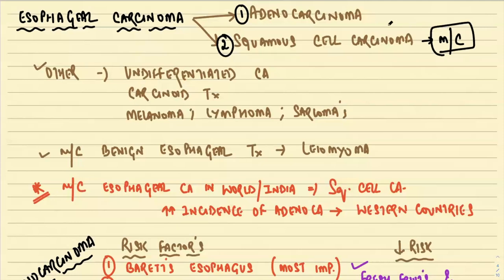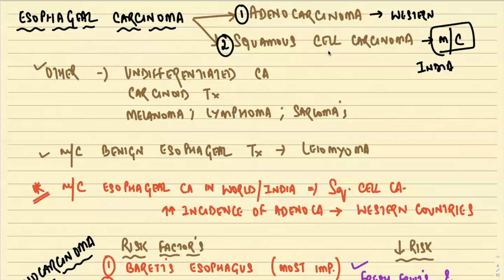Now the other major type is adenocarcinoma. This is more common in developed countries, basically in Western countries like the United States and Europe, whereas squamous cell carcinoma is more prominent worldwide, and even more common in India.